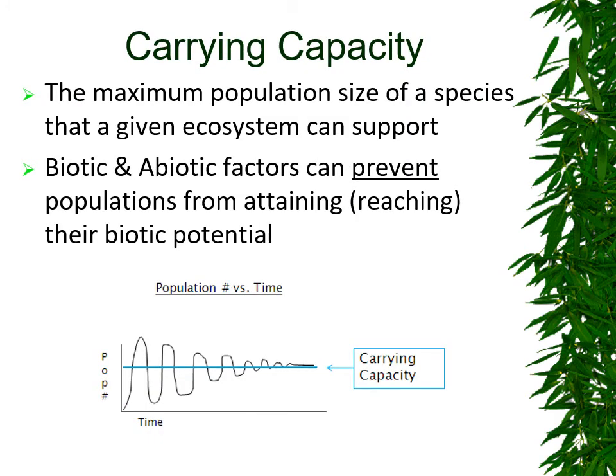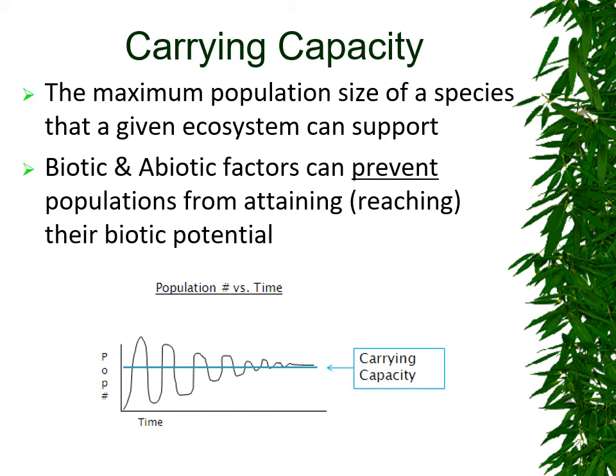So carrying capacity is going to be the maximum population size of a species that a given ecosystem can support. So again, if you looked at a particular ecosystem, so maybe you're looking at Algonquin Park, it's going to be the maximum population that that ecosystem can support that wolf population. Okay, so that's kind of the max amount of wolves that could survive in the park. So abiotic or biotic factors can prevent populations from reaching its biotic potential. So those factors would be factors that are preventing it from reaching its potential.